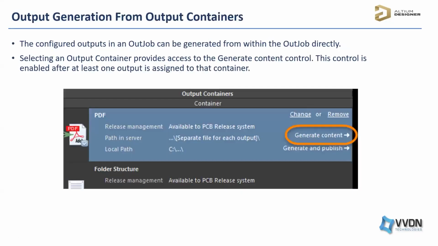So output job generation, there are two types. One is from the output containers. As I told, first we have to map the outputs like PDF or folder structure or videos, like that we have to map. Once you have mapped, after that you can click on generate content and we can generate our output jobs directly. So by selecting this generate content, we can generate.